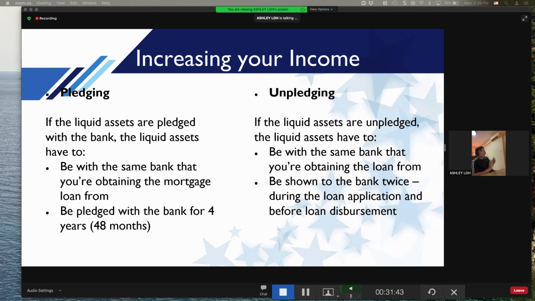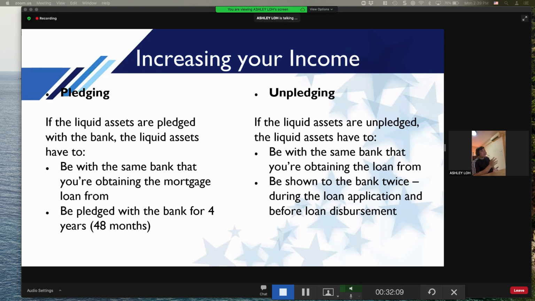If the liquid assets are unpledged, the liquid assets have to be with the same bank you're obtaining the loan from. Again, same thing. If I'm taking the loan from OCBC, I have to show funds to OCBC to unpledge. Okay, and I have to show them twice. The key thing about unpledging is that you show them twice. One, during loan application. Second, during loan disbursement, before loan disbursement.